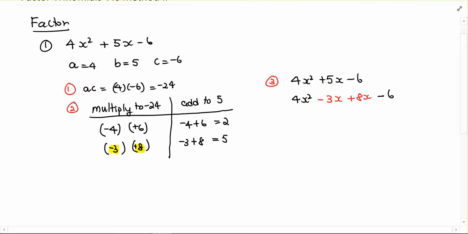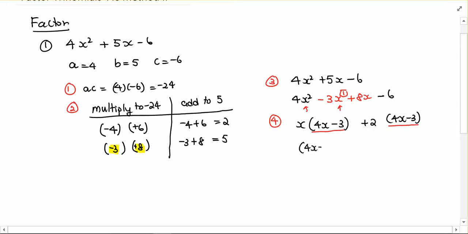And now step 4 is to group and factor. I look at the first two terms, 4 and 3 don't have any factors in common, but certainly there are x's there, and the least power is x to the 1. So x comes out. That leaves me 4x minus 3, and so I know I must get 4x minus 3 there, and so that means a plus 2 here, because 2 times 4 is 8, 2 times negative 3 is negative 6. And one more step of factoring: 4x minus 3, x plus 2, and we are done.